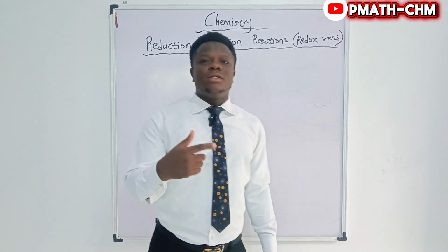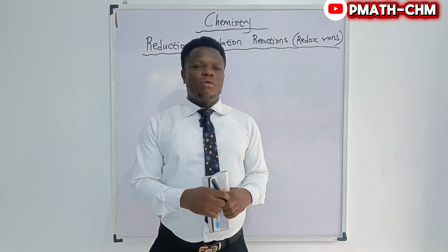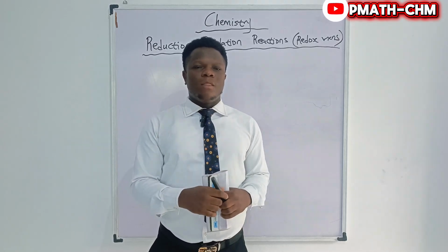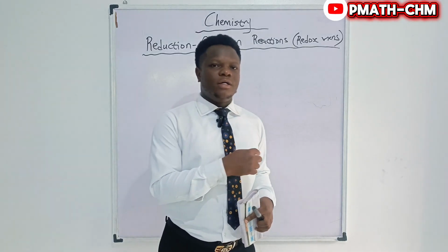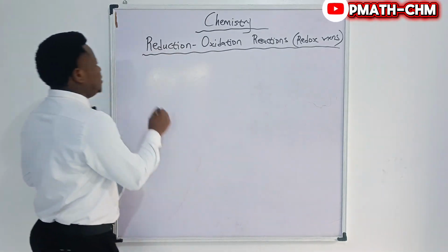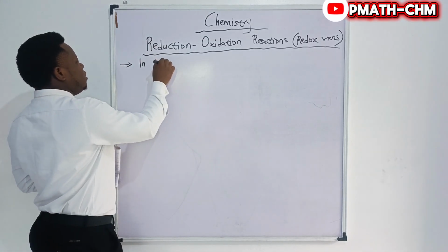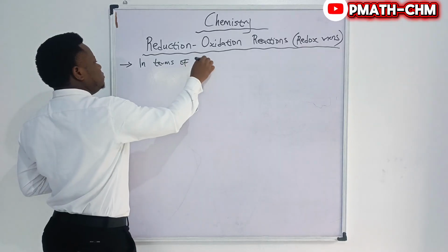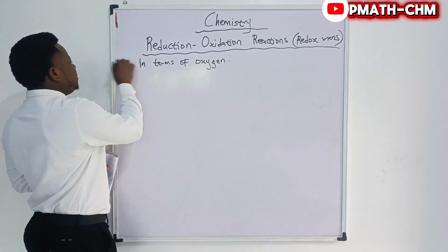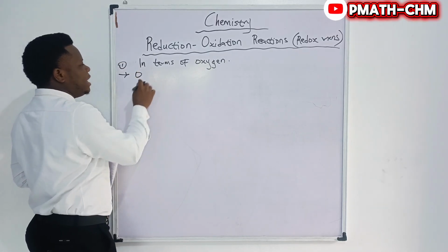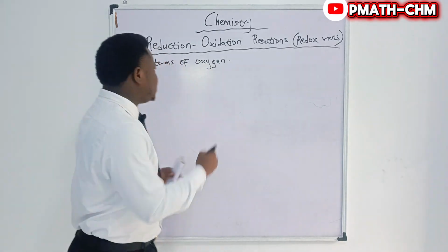The terms reduction and oxidation have been defined in various ways over the years. So we're going to look at each of the definitions, and then we'll discuss the present definition that would be most helpful to us in this topic. So firstly, we're going to define oxidation and reduction in terms of oxygen. Okay? So in terms of oxygen, there's the first definition. Oxidation is defined as the addition of oxygen to a substance.